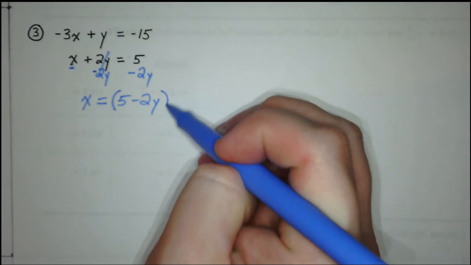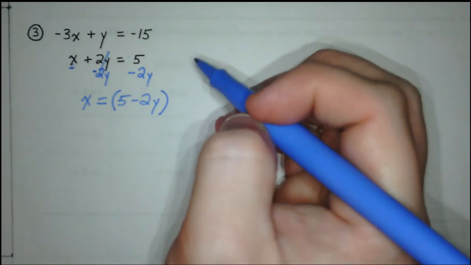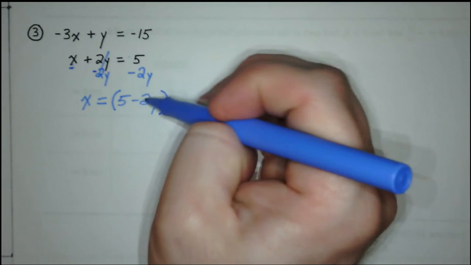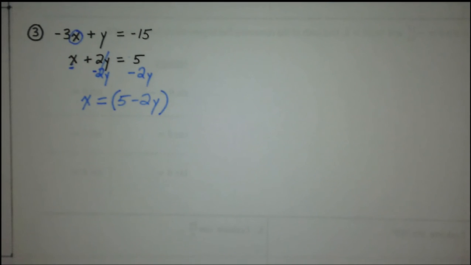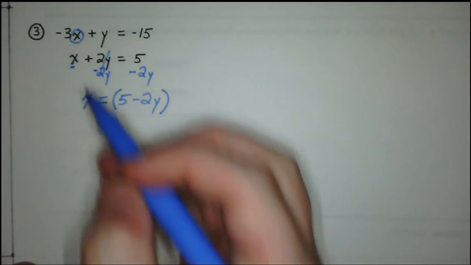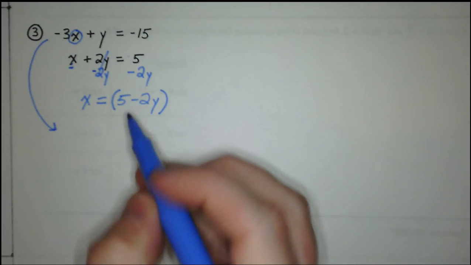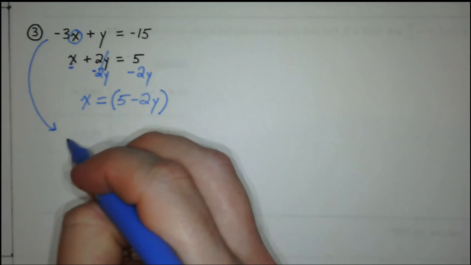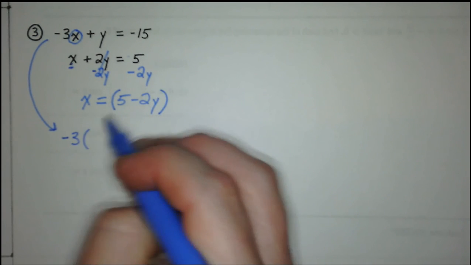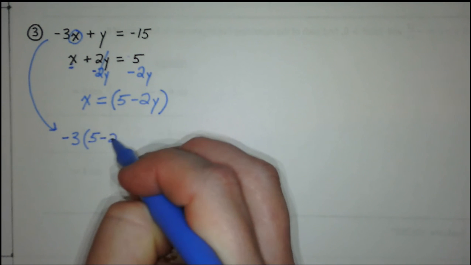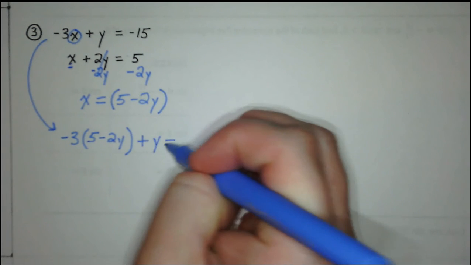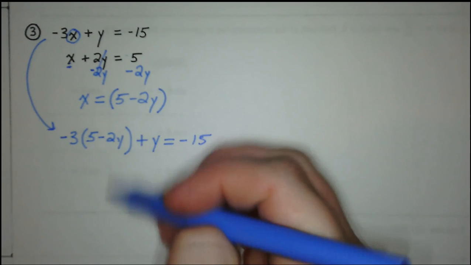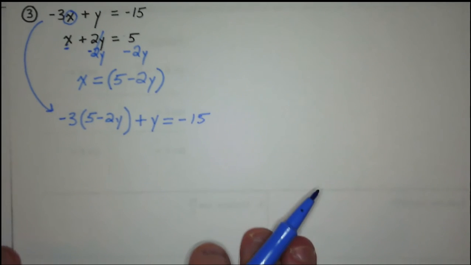So now we know that x equals 5 minus 2y, and we can plug that in for the x in the other equation, remember it's got to be in the other equation. So this equation, now that we're going to actually substitute, will become negative 3 times x, which we now know is the same as 5 minus 2y, and then the plus y, and then the equals negative 15, and now we're off and running.